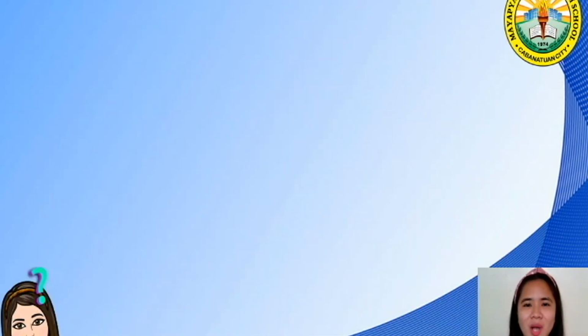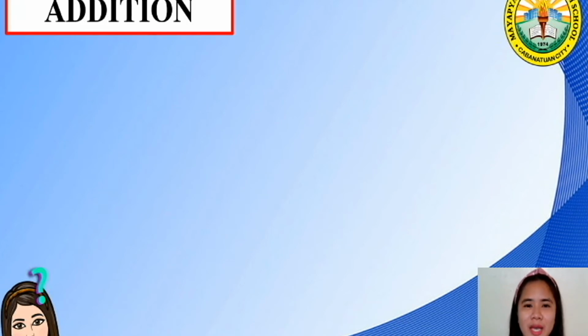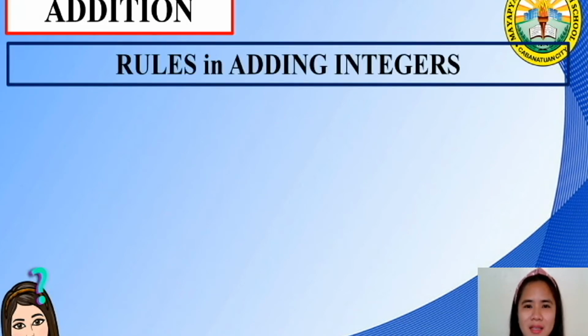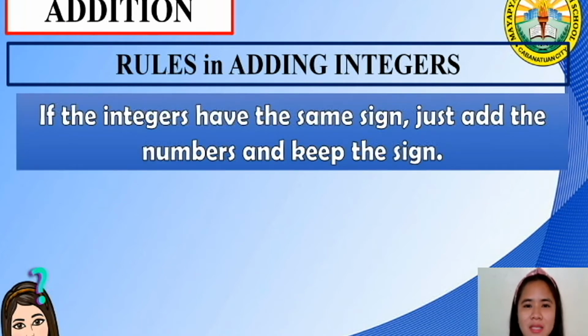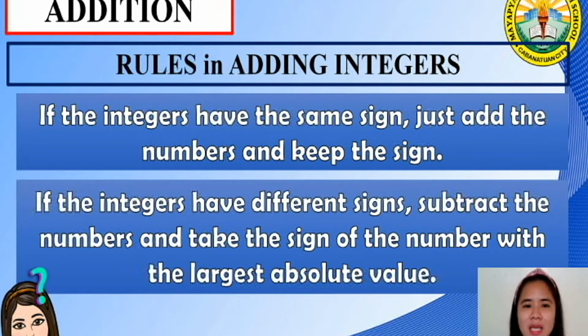According to the song, what are the rules in adding integers? We have two rules in adding integers. The first one is, if the integers have the same sign, just add the numbers and keep the sign. The second rule is, if the integers have different signs, subtract the numbers and take the sign of the number with the largest absolute value.